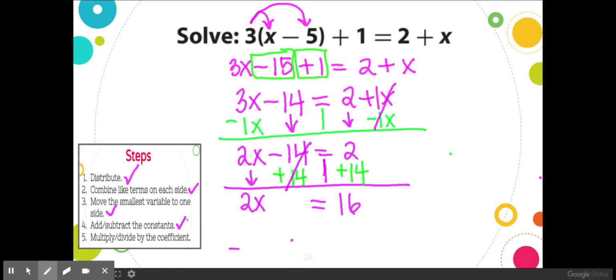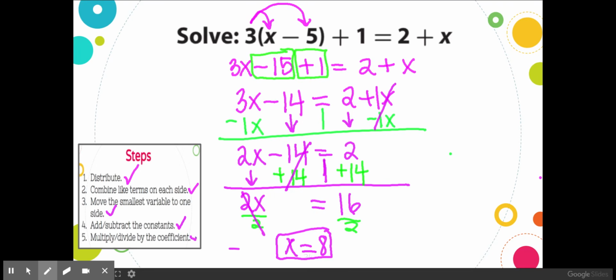I completed step 4. Step 5, multiply or divide by the coefficient. Again here, they're currently being multiplied, so I know I need to do the opposite. I'm going to divide by 2 on both sides. And when I divide by 2 here on this side, 2 divided by 2 is just 1. So those cancel out. I'm left with x equals, and then 16 divided by 2, which is 8.